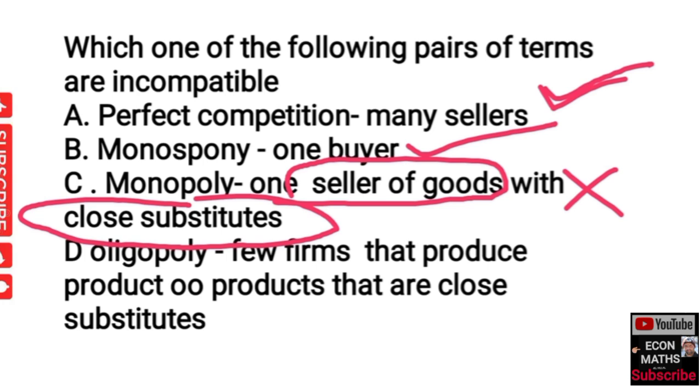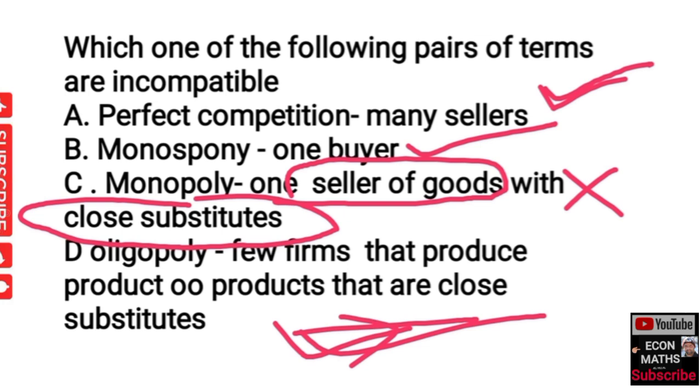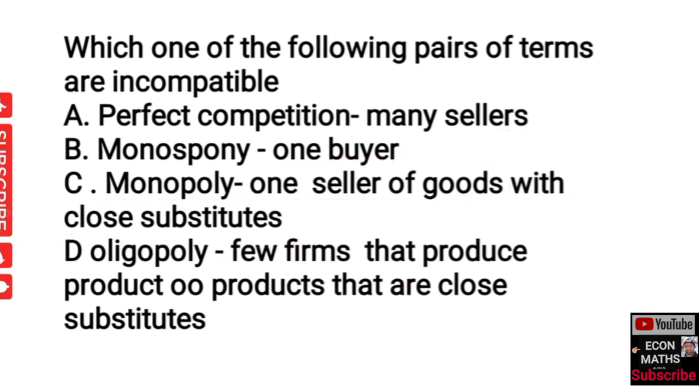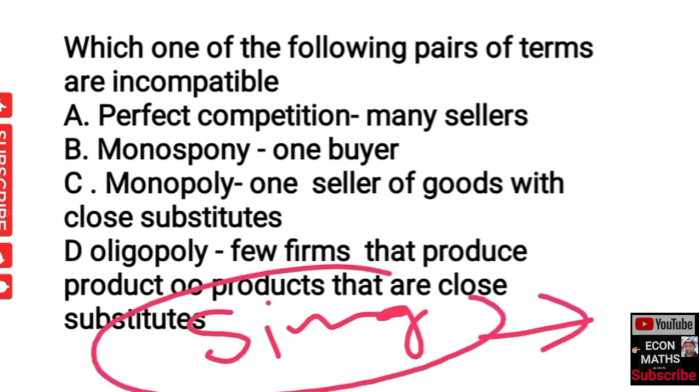Oligopoly, few firms that produce product or products, there are close substitutes. This is also true in case of oligopoly. We have few firms that produce goods which are close substitutes or somewhat different. So the D option is also correct. But in case of monopoly, we have a single seller and he produces a good that has no close substitute. So the correct option should be this C option.